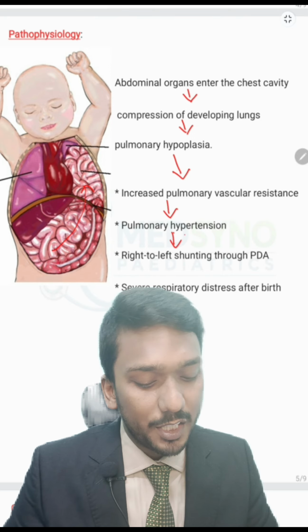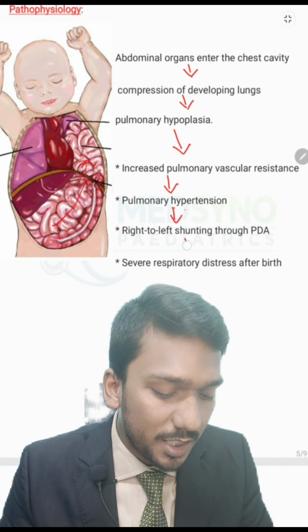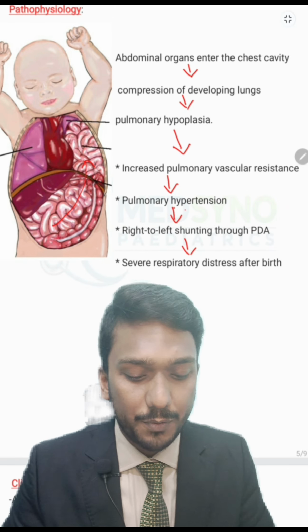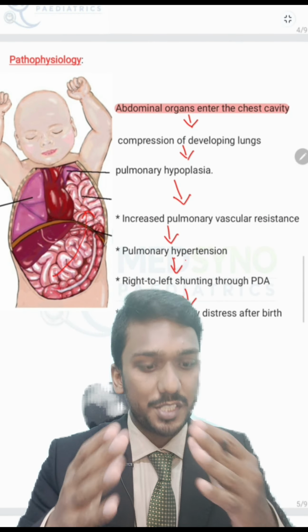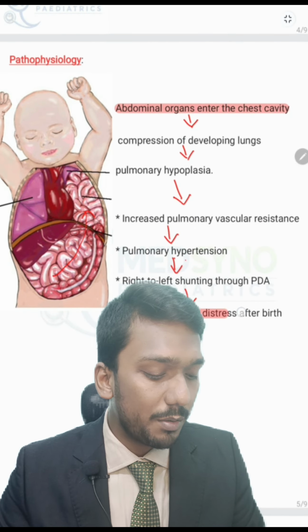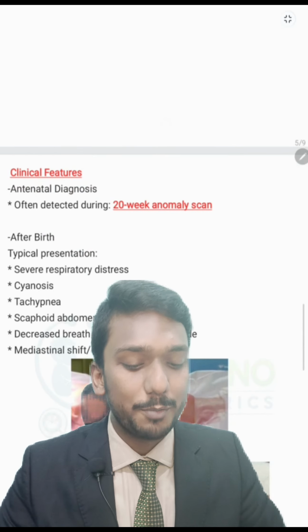Pulmonary hypertension will lead to right to left shunting through the patent ductus arteriosus. That leads to severe respiratory distress after birth. In short, abdominal organs entering into the chest cavity lead to severe respiratory distress because of the compression of the lung tissue. Just remember that.